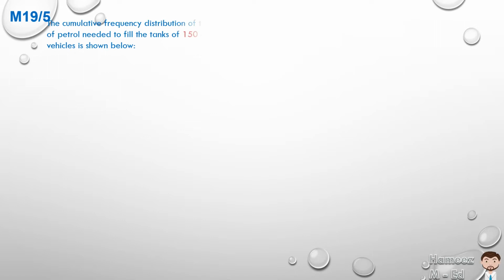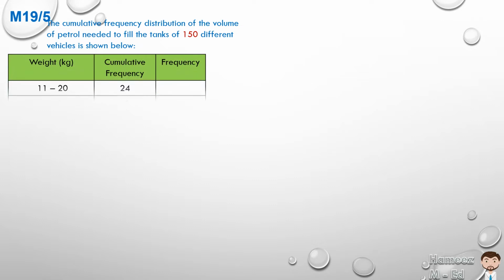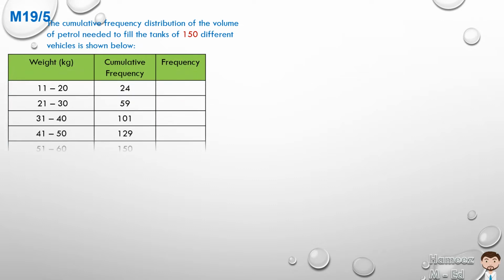In May 2019, number 7, the cumulative frequency distribution of the volume of petrol needed to fill the tanks of 150, that's important, 150 different vehicles is shown below. Now they're giving us a table with 2 columns and I'm putting in a third one. So we have weight in kilograms, which is from 11 to 20, that's the class interval, and the cumulative frequency is 24. I have added a third column of frequency alone.